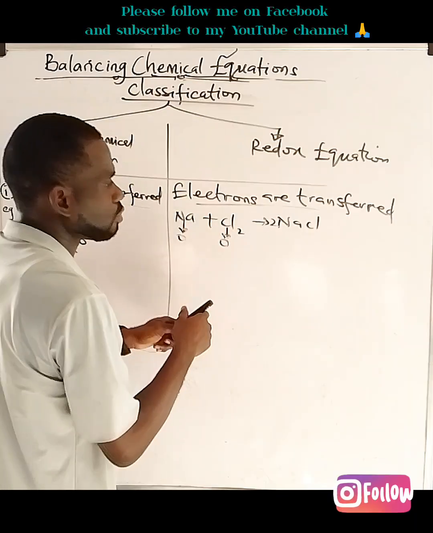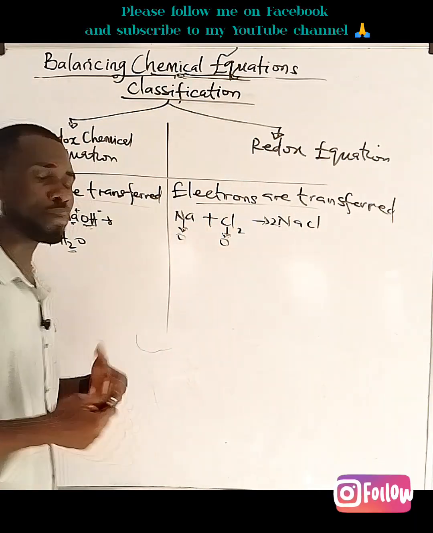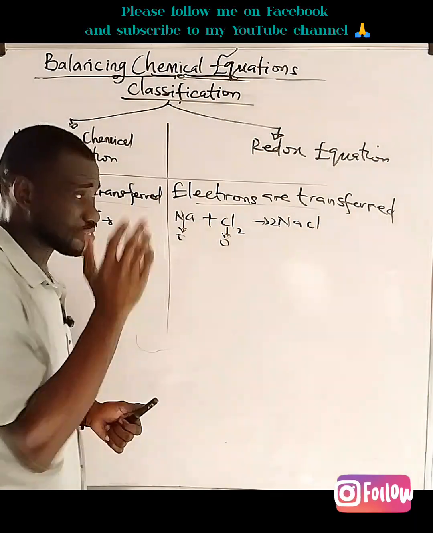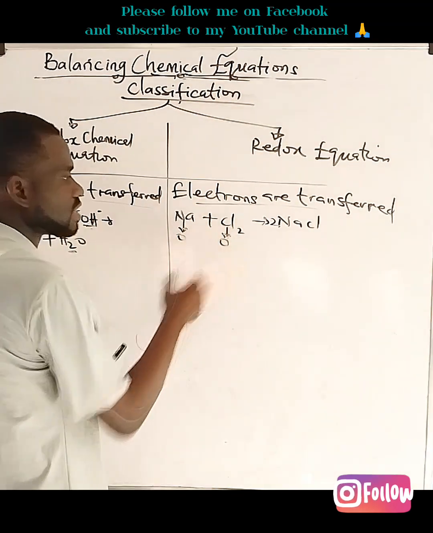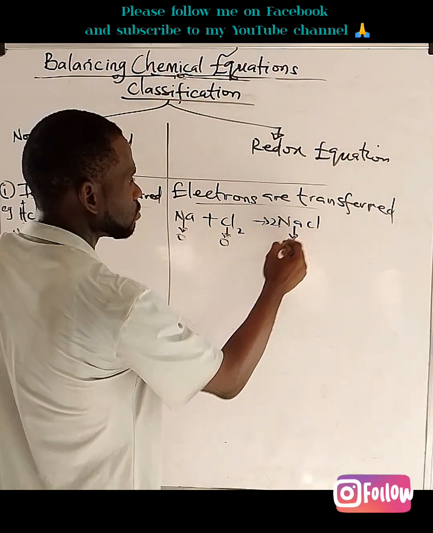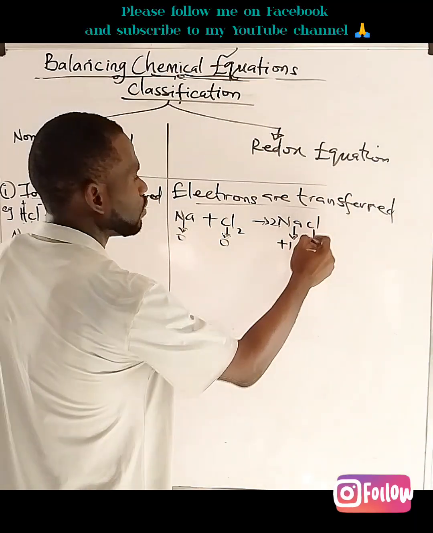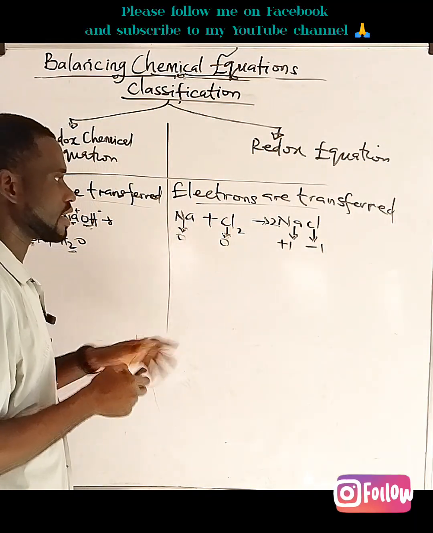After reacting, we end up with sodium chloride. It's more or less like a formation reaction, or another kind of reaction like a decomposition reaction, in that redox equation. So sodium is 0, chlorine is 0. Right here, we end up having sodium to be +1, while chlorine here is -1. And what do we have here?